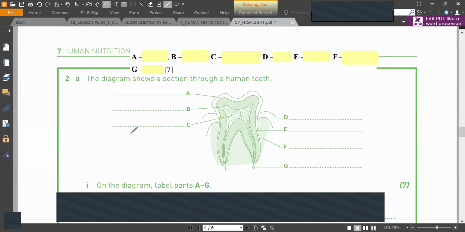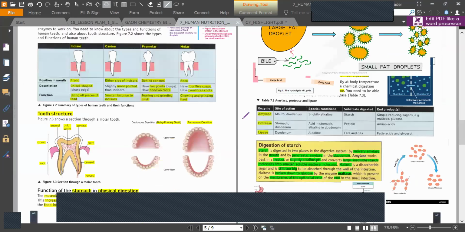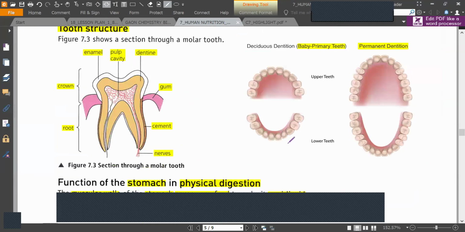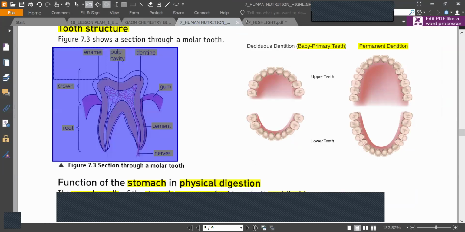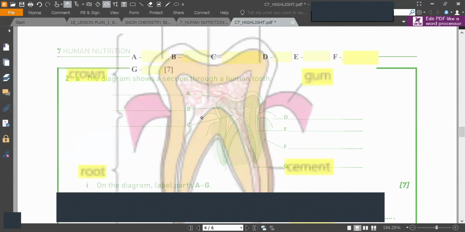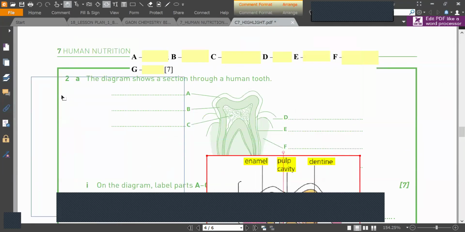Next, here we need to label the human tooth. This is straightforward. We just need to remember this. You can see the questions are not difficult.